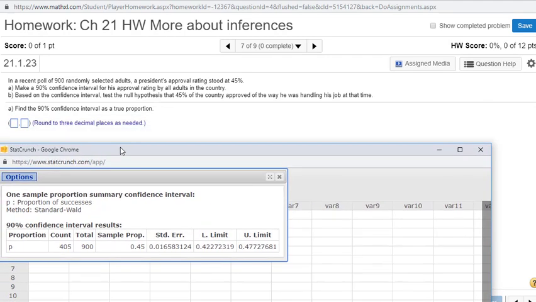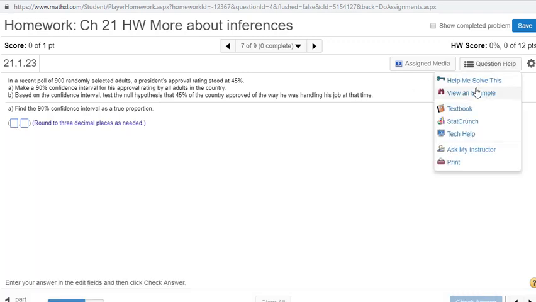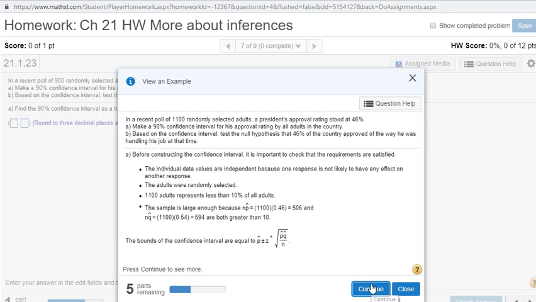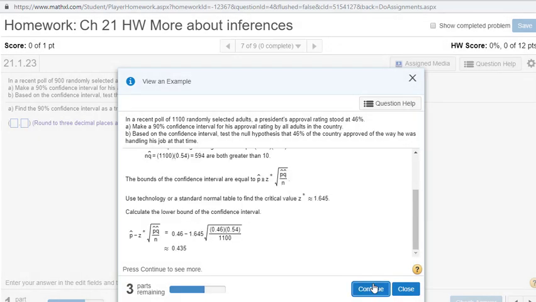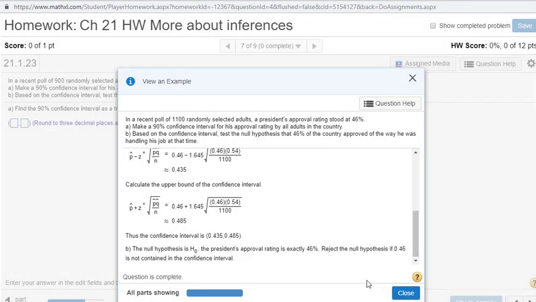Okay, so there's our interval, and we want to round to 3 places. And I'll be honest, I sometimes don't know exactly if they want a percent or a decimal. They usually want a decimal here and not a percent rounded to a decimal. If you're ever in doubt, you can always look at the example, view an example, and click through and see how the example ends up leaving the interval. Right there. So as decimals.